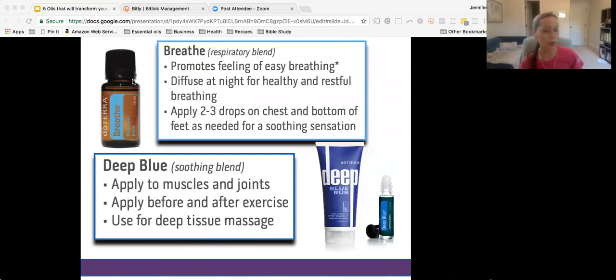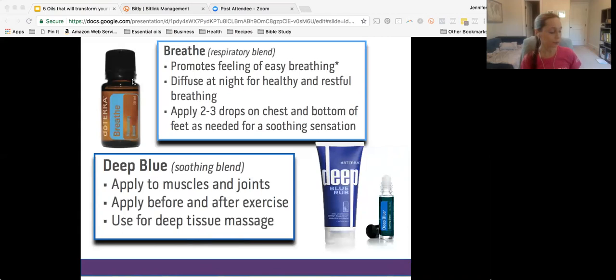And the last oil we're going to talk about is Deep Blue. So Deep Blue is actually the oil that got my husband on board with the oils. He loves some Deep Blue. It is our soothing blend. So it is really designed for topical use, for soothing any sore muscles or joints. So for anyone that has joint pain, or you've got sore muscles from a workout, or you're just carrying a lot of physical tension and tightness, then Deep Blue is going to be your go-to oil.